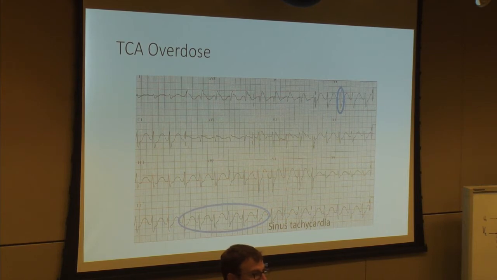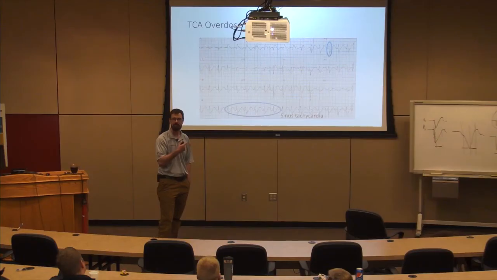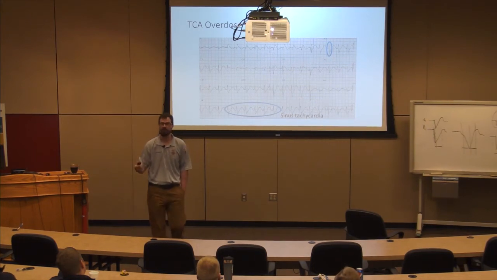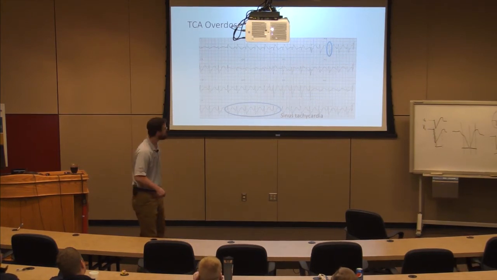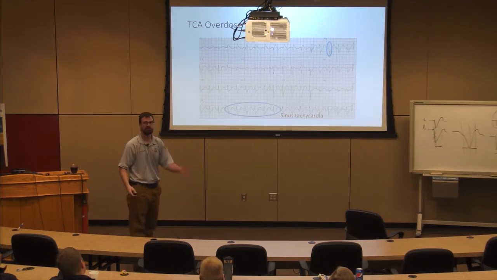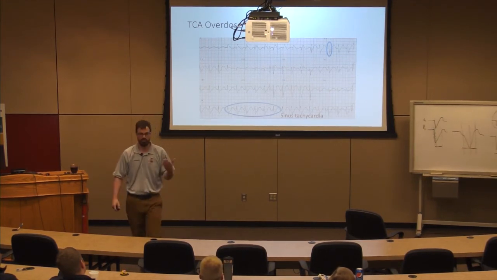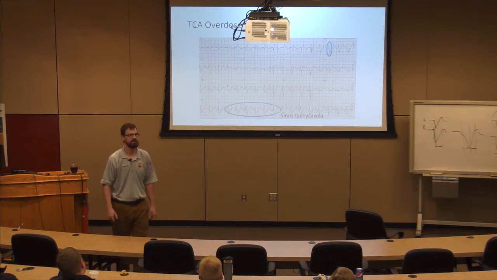It doesn't, right? I don't have my classic RSR prime up here, right? I don't have a triphasic V6 for right bundle. It doesn't even really look like left bundle, okay? So it's a bizarre, wide complex that doesn't otherwise fit into a nice category, right? So I say that's a wide complex, bizarre rhythm. So what's my supporting variable for sodium channel cardiotoxicity, right?